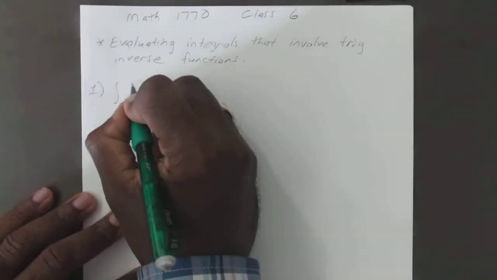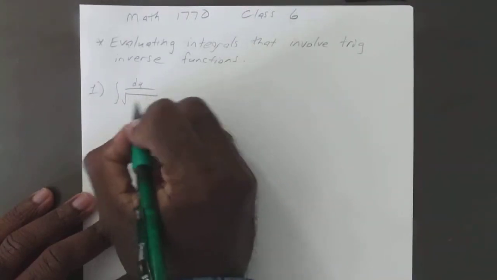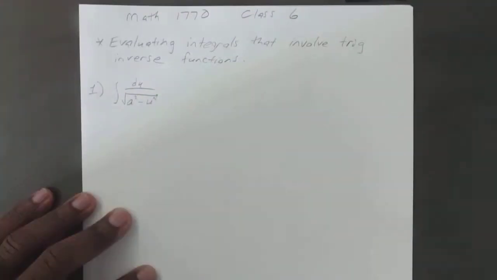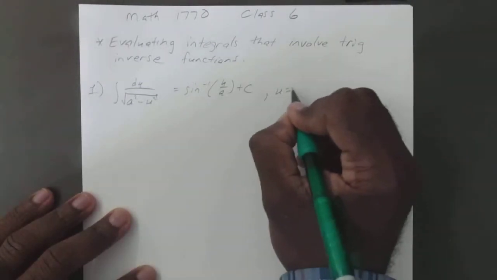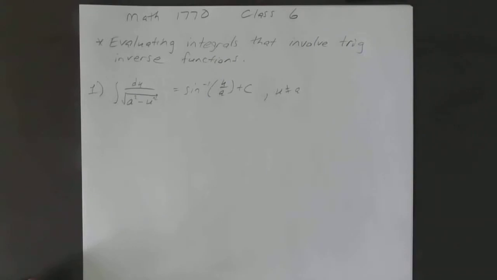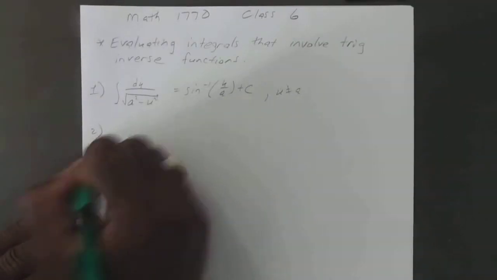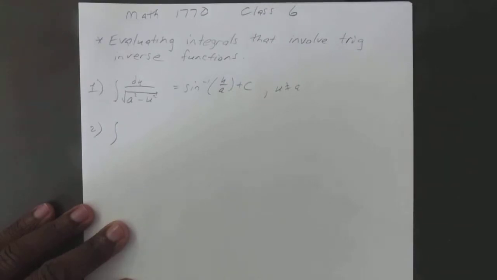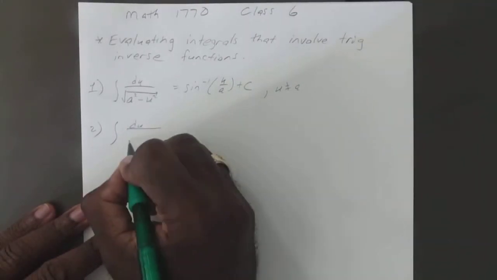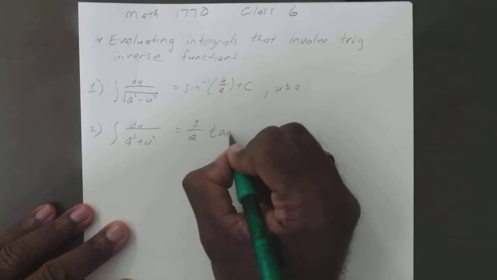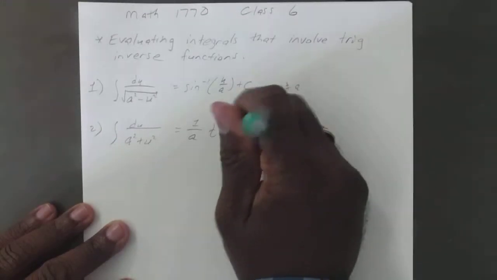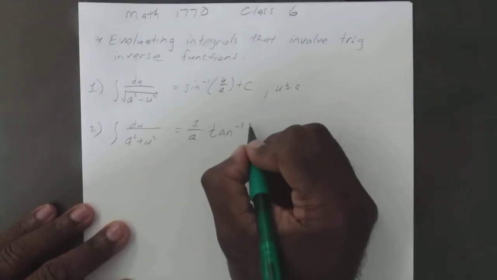So you have the integral of du over the square root of a squared minus u squared equals sine inverse of u over a plus c, and of course that means u doesn't equal a. The second formula, the integral of du over a squared plus u squared, which is 1 over a times the tangent inverse of u over a plus c.